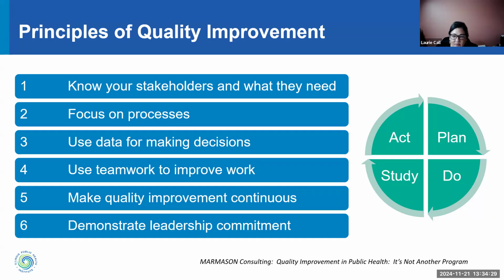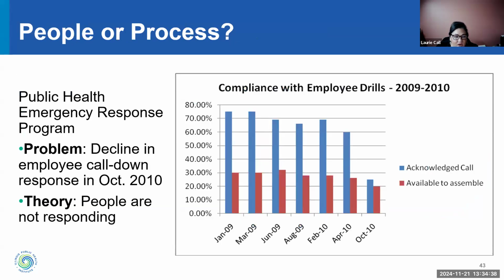So let's look at an example that is from a health department I worked with many years ago. It's a real example of people versus process. And this was a public health emergency response program. They're probably using different strategies right now, but they had a decline in the employee call down response. So it was back in 2010. And the theory was that people just were not responding to the calls.